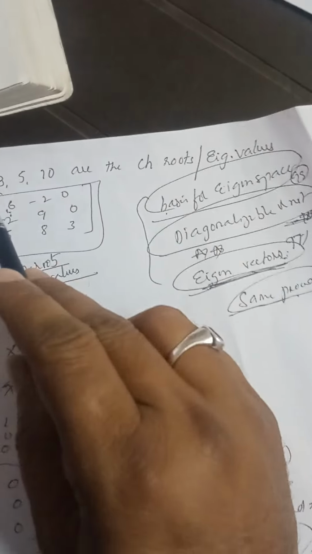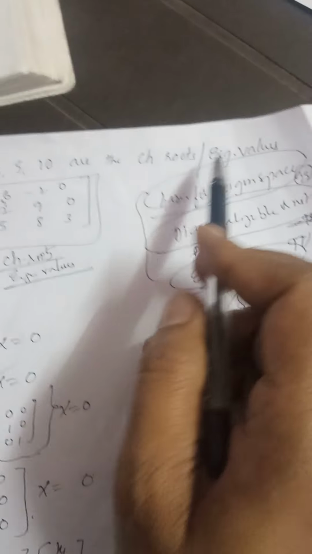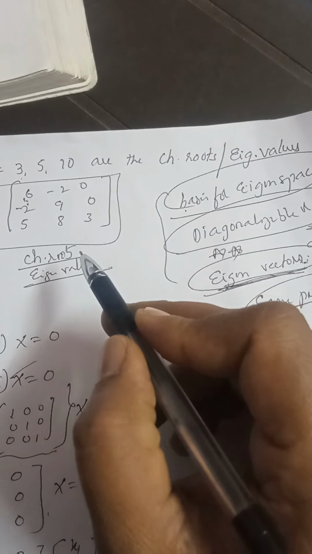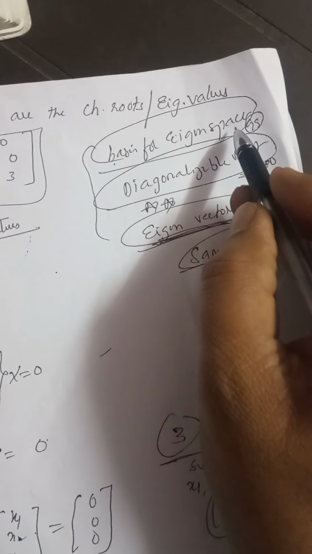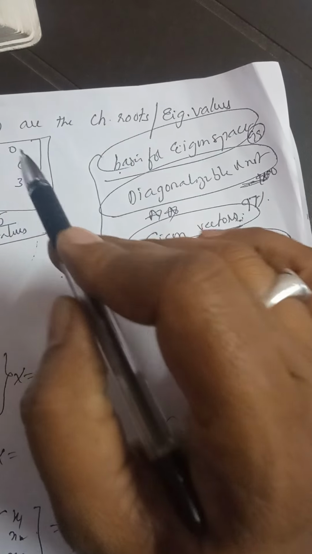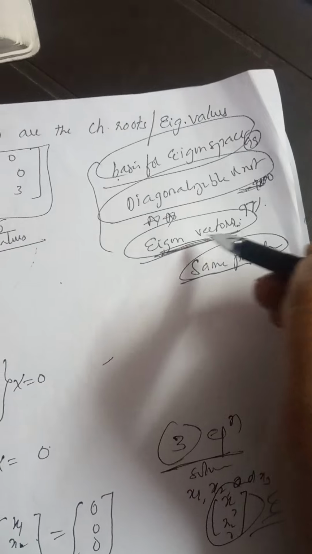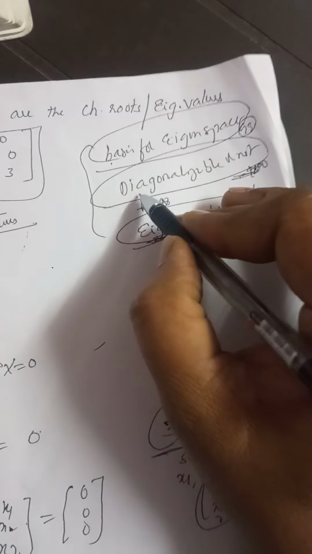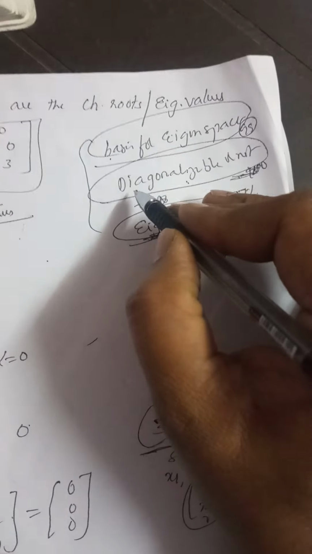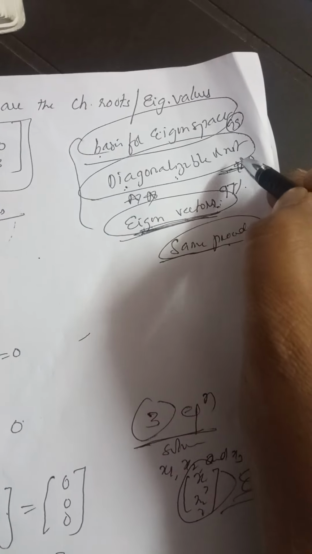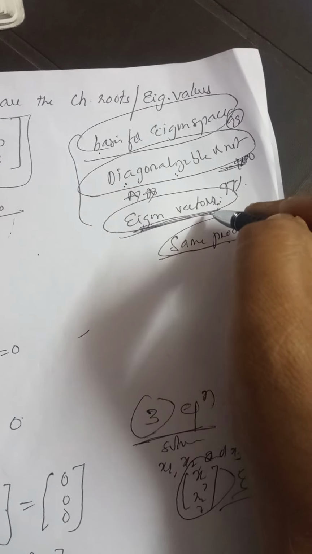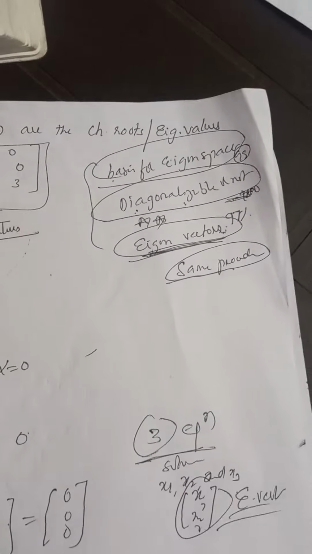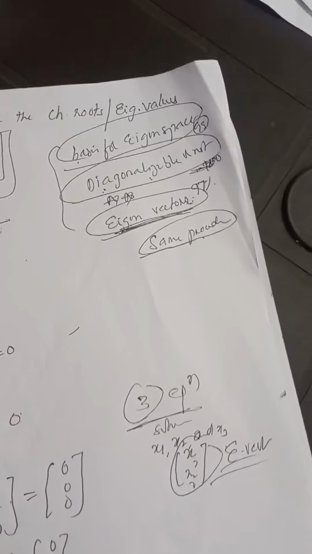Hamida gave me this problem. Lambda is equal to 3, 5, 10 are the characteristic roots, or you can say eigenvalues, of this matrix. Sir, how to find basis for eigenspace? Sir, whether it is diagonalizable or not? Sir, how to find eigenvectors? All these are the same procedure. If you compare these two with this one, diagonalizable matrix means 100%, eigenvectors means 97%, basis for eigenspace is 99%, or you can say 98%. That is the difference, right?